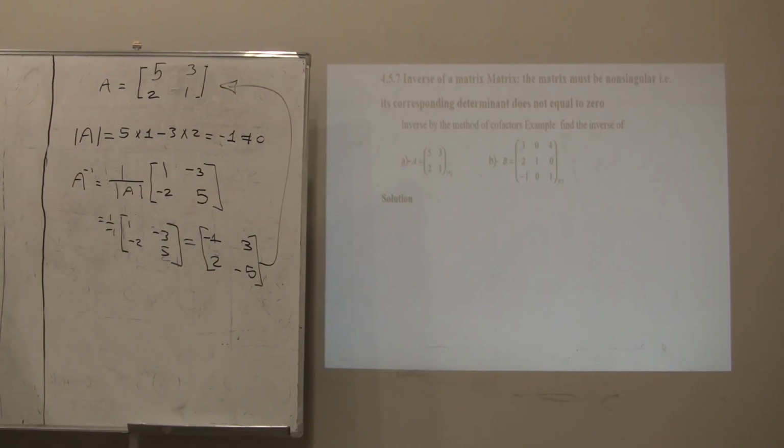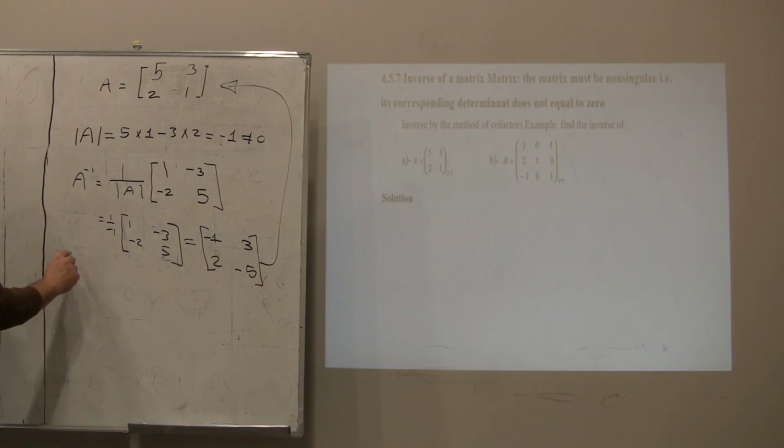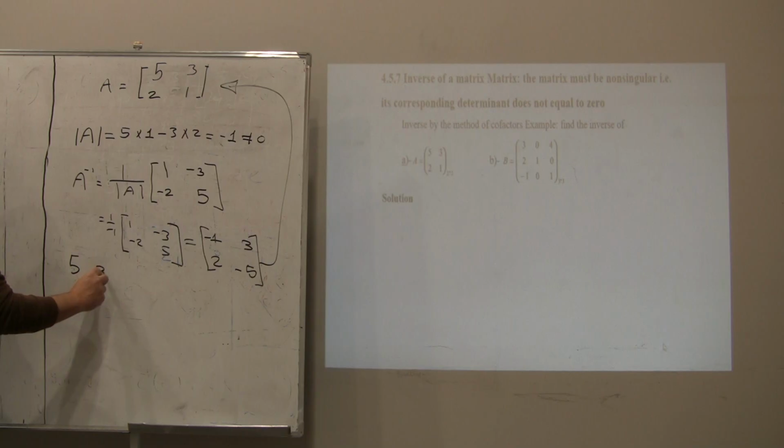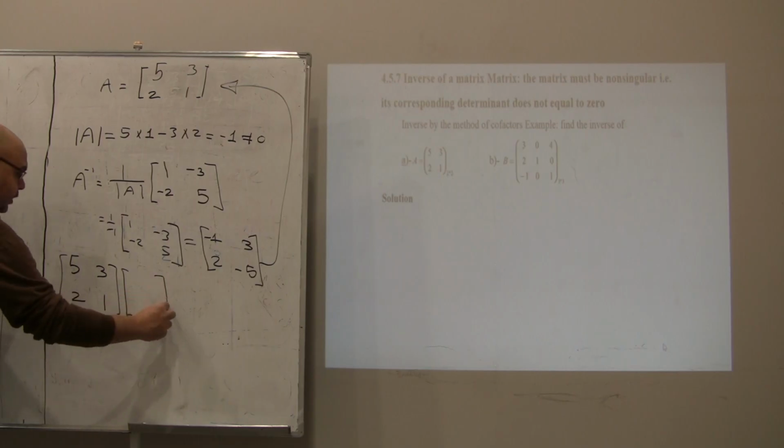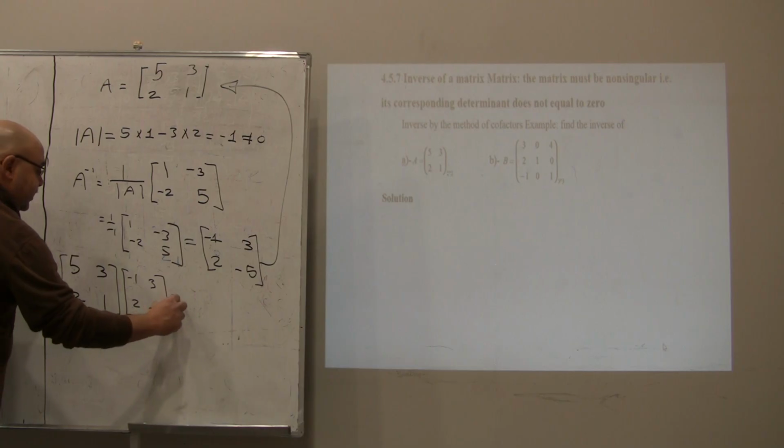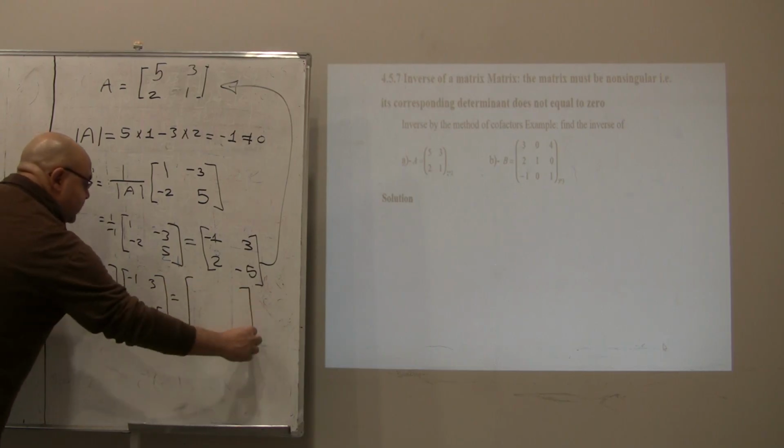How to know it is the correct inverse? If you multiply them together, the result will be a unit matrix. So to know that it is correct, all I have to do is to multiply 5, 3, 2, 1 times the inverse, which is negative 1, 3, 2, and negative 5. It's really very simple.